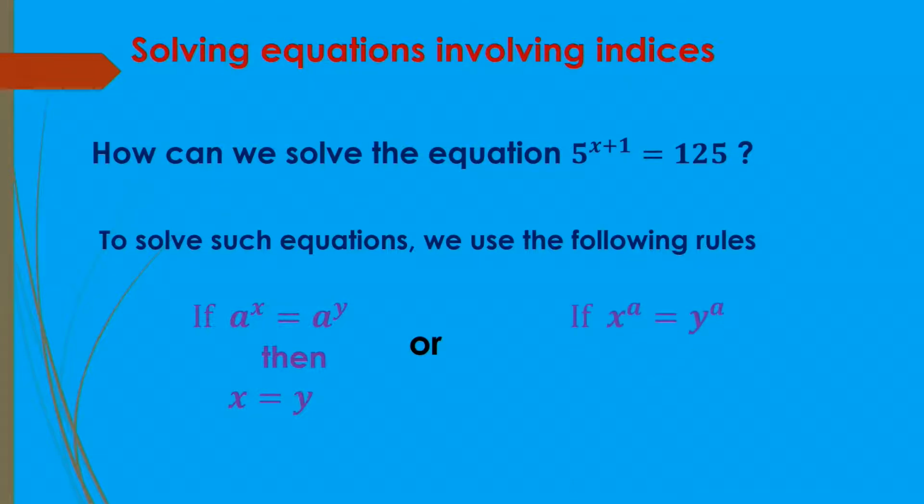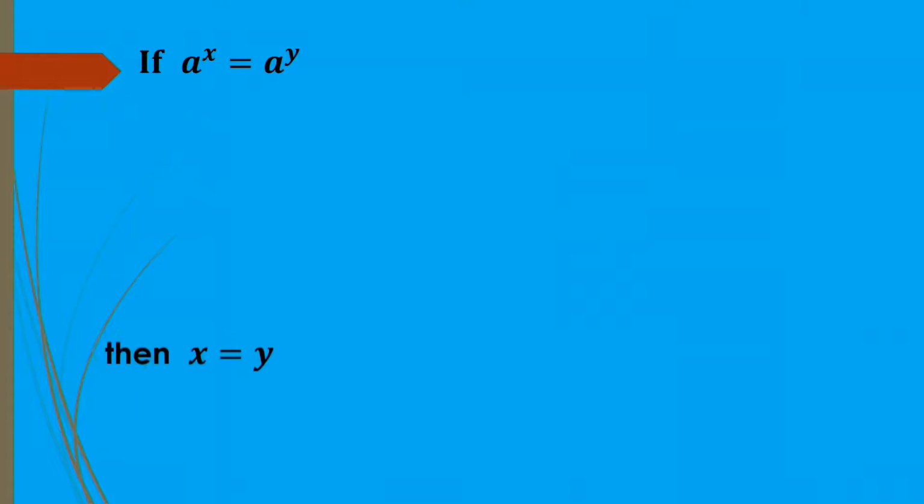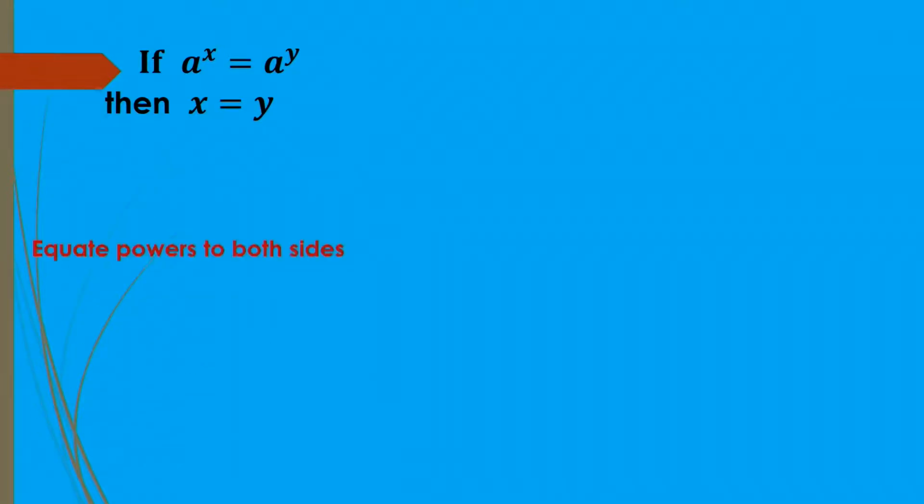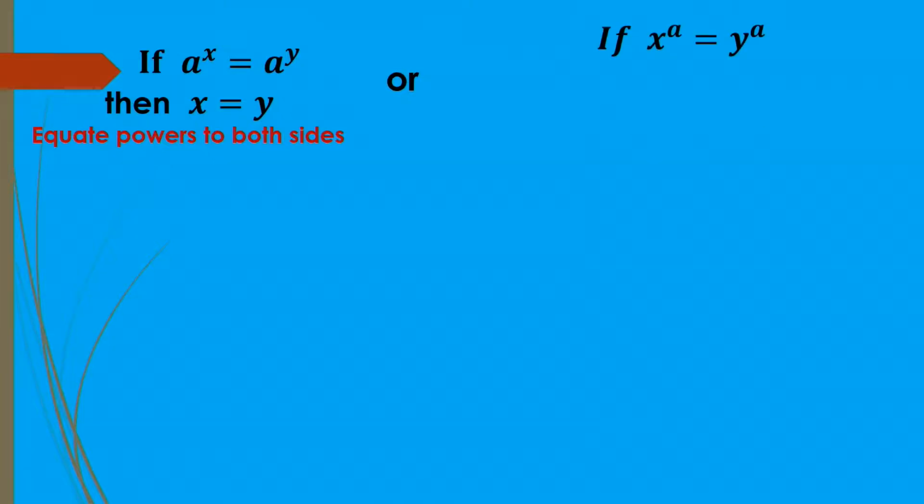Or, if you have x power a equal to y power a, here the bases are not the same, but the powers are the same. We conclude that if x power a equal to y power a, then x equal to y, provided that the powers are odd. If you have a power x equal to a power y, the bases are the same, so the powers also must be the same. However, whenever you have 2 powers which are the same but the bases are not the same, we conclude that x equal to y, provided that the powers are odd. That is, here a is an odd number.